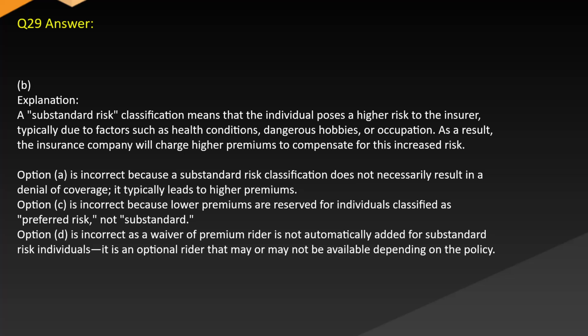Option C is incorrect because low premiums are reserved for individuals classified as preferred risk. They're not substandard. Option D is incorrect, as a waiver of premium rider is not automatically added for substandard risk individuals. It is an optional rider that may or may not be available depending on the policy.